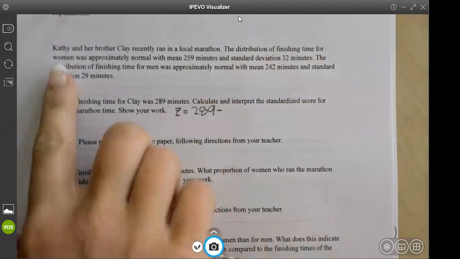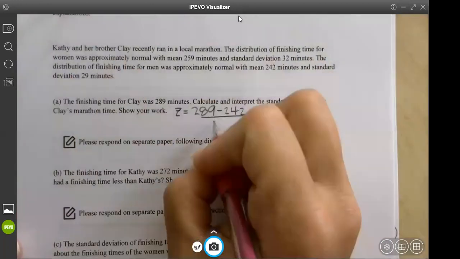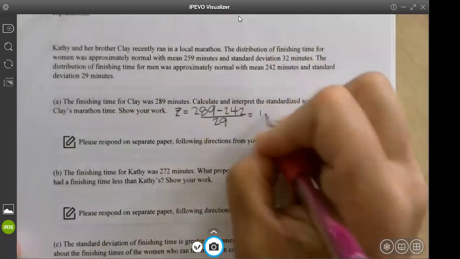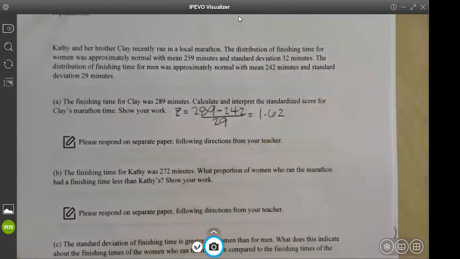This was women. Men was 242 over the standard deviation of men, which was 29, and gave a value of 1.62. I think most of you that did this got it right. Is everybody good?